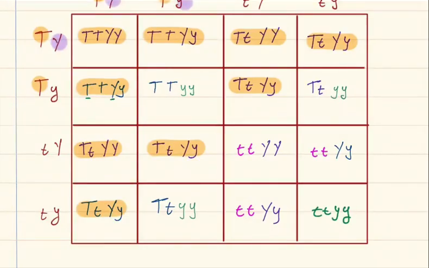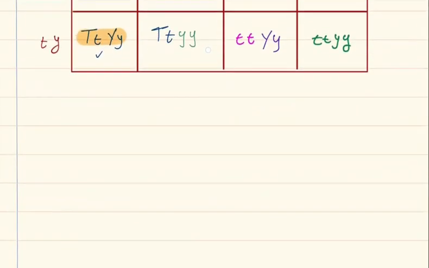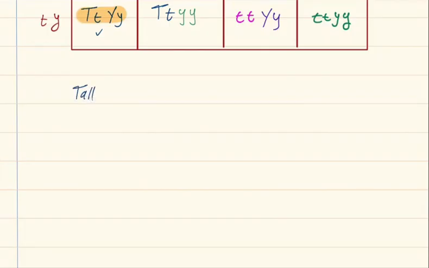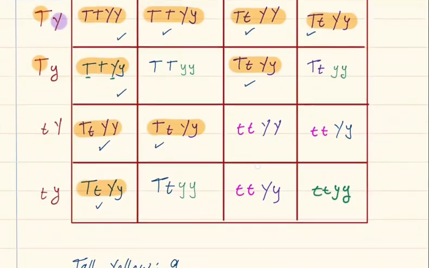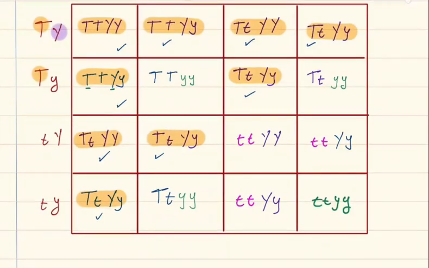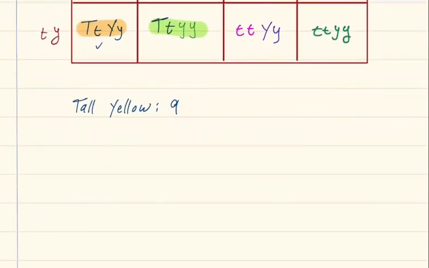So how many in the offspring are tall and yellow? Let's count. Here, 1, 2, 3, 4, 5, 6, 7, 8, 9. So we are going to have tall and yellow, and that's going to be 9 in the offspring. Now, let's count how many we have tall and green. Here, this is tall and green, and we have this one, tall and green. How many? That's going to be 3.